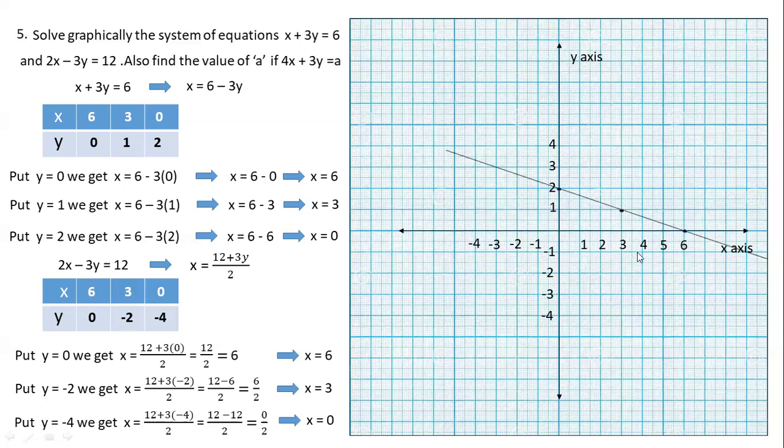Let us join it. This is what it is. It is a graph of this equation, x plus 3y is equal to 6.